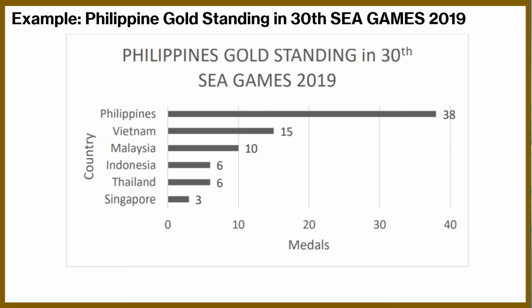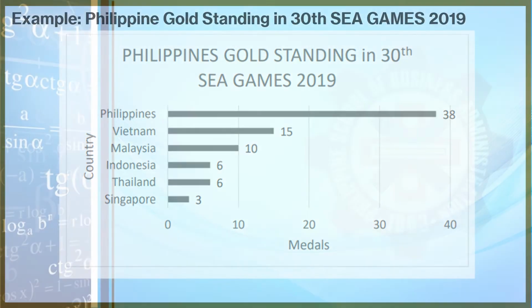For this example, the Philippines got 38 gold medals, Vietnam got 15, Malaysia got 10, Indonesia got 6, Thailand got 6, and Singapore got 3. This shows the relationship of our categories to our values. The categories are the countries, and the values are the number of gold medals.